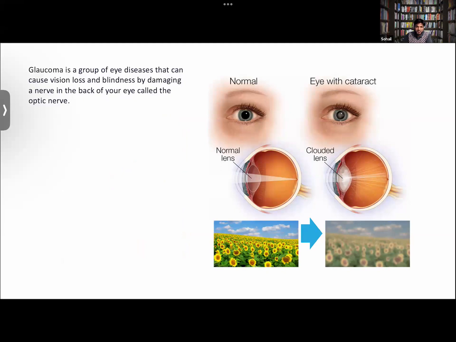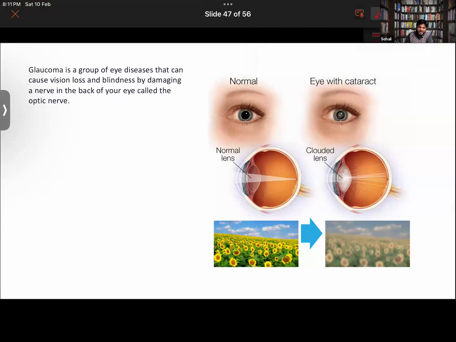See, the second figure shows you the vision of a person that is suffering from cataract. Look how cloudy it looks. And there is another group of eye disease that is called glaucoma. It is a group of eye diseases that can cause vision loss and blindness by damaging the nerve in the back of your eye called the optic nerve.